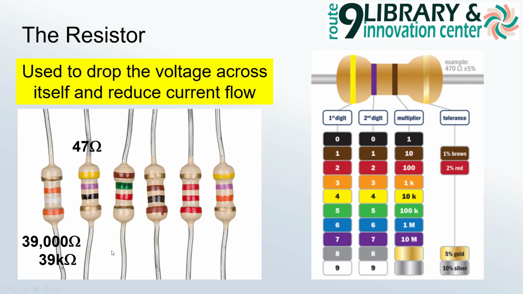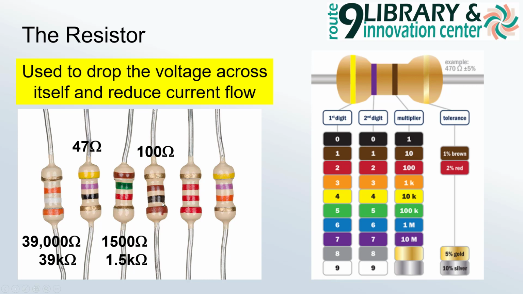We go to the next one. We say yellow is a 4, purple is a 7, and black is a multiplier of 1. So that's 47 ohms. The next one would be a brown, which is a 1, a green, which is a 5, and a red multiplier of 100. So that's 15 times 100, or 1,500 ohms, or 1.5 kilo ohms.